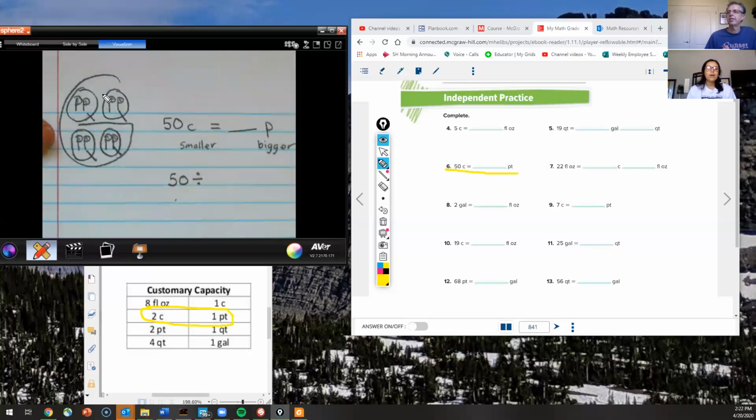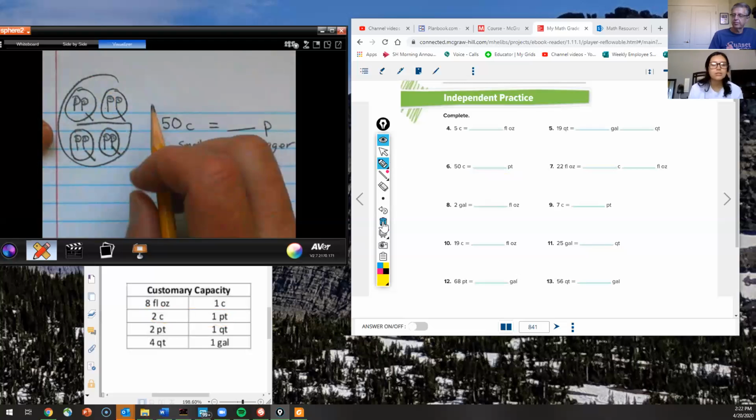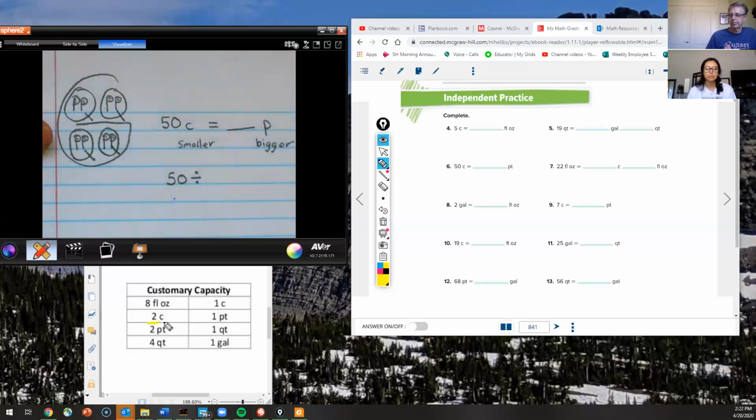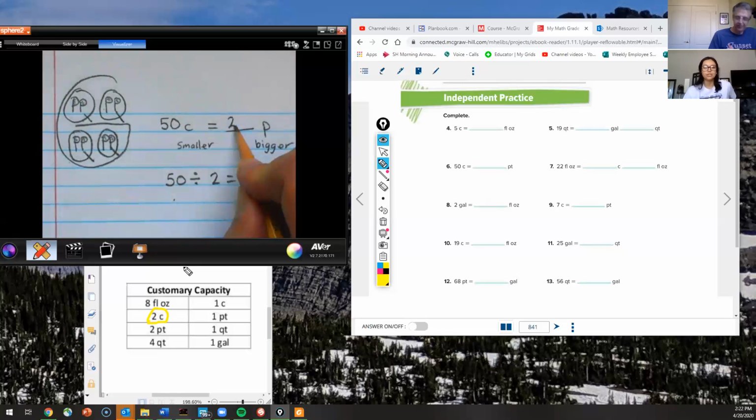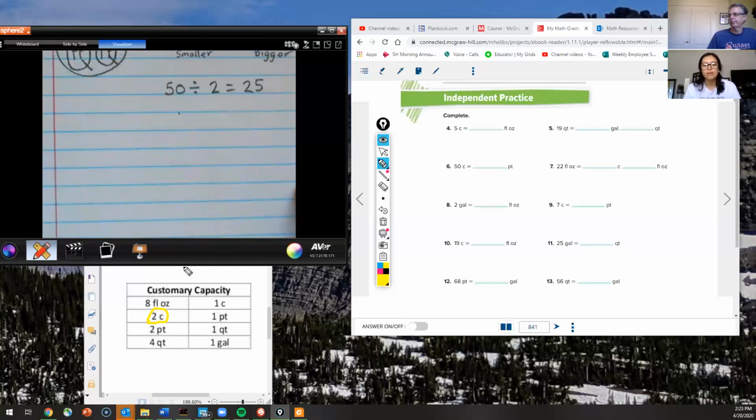So we are going to divide our 50 cups by your 2 cups. You are going to set it all up. And 50 divided by 2, you don't necessarily have to turn your paper for this one, boys and girls, because it's pretty easy division. That should give you 25. So your final answer for this one should be 50 cups equals 25 pints. Perfect. Let's move on to our next example.